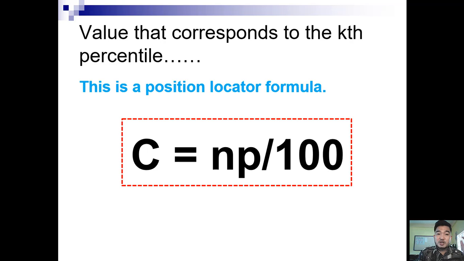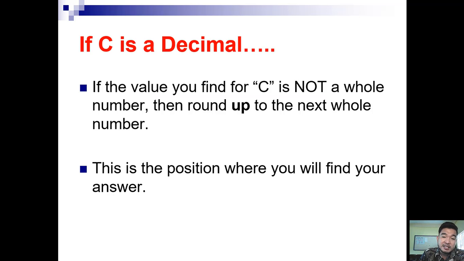And here is the formula in solving for the percentile. C is equal to NP, N times P divided by 100. Okay, let us have some examples. If C is a decimal, meron kasing dalawang possible answers. If C is a decimal, kung nakuha daw nating value ay decimal, if the value you find for C is not a whole number, then round up to the next whole number. Yan, round up ha, round up. Ibig sabihin, kung yan ay 8.5, magiging 9 na siya.